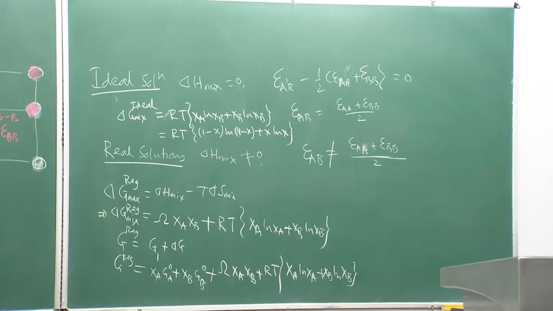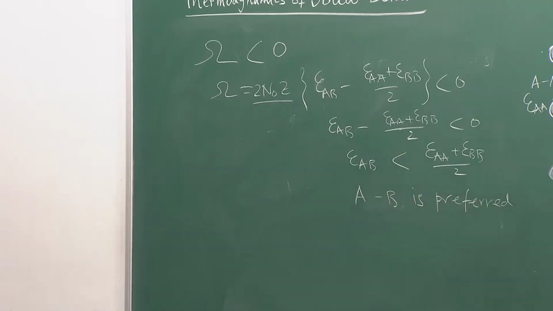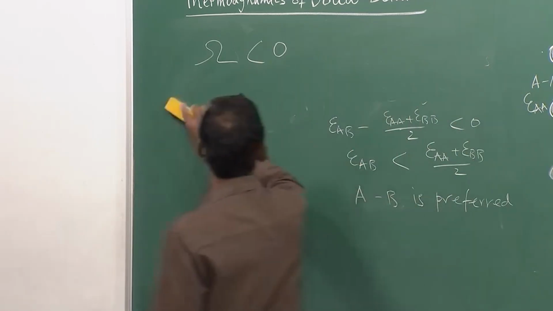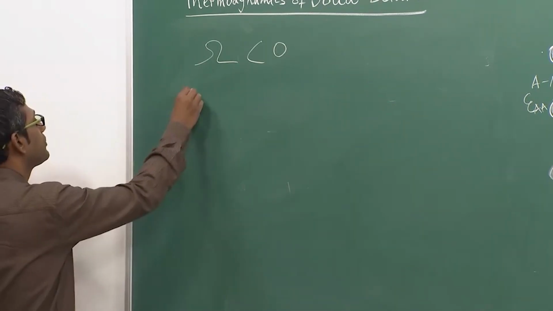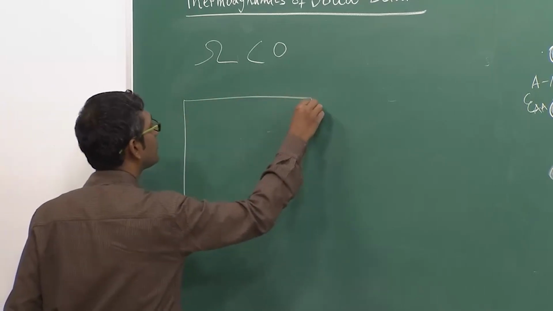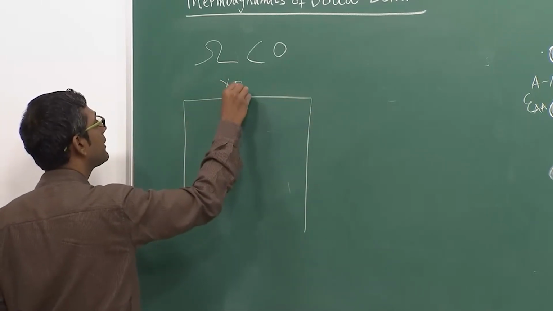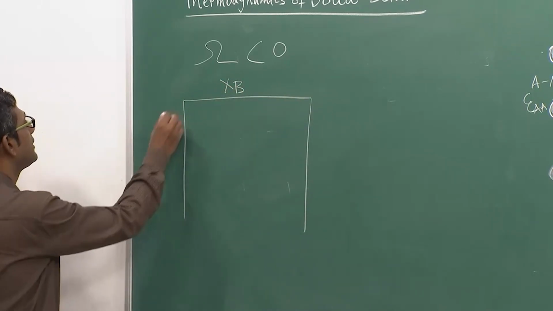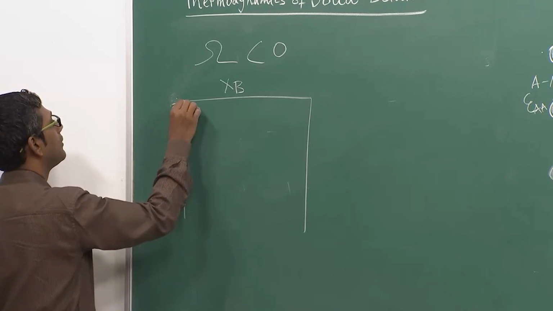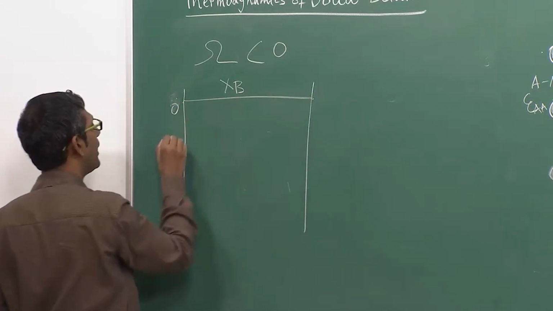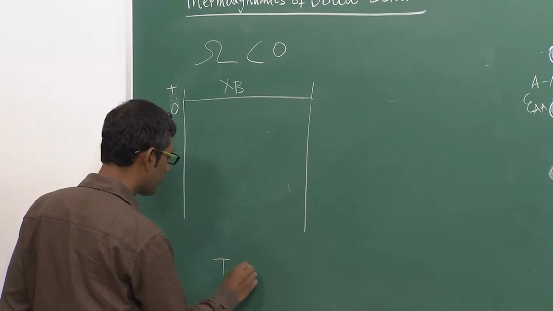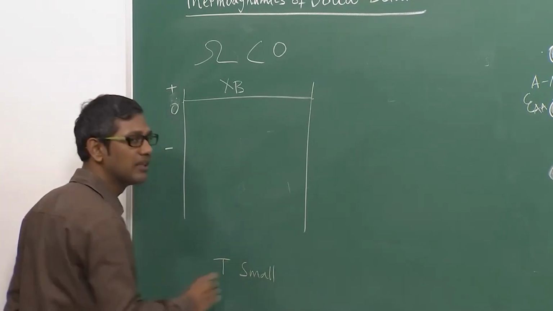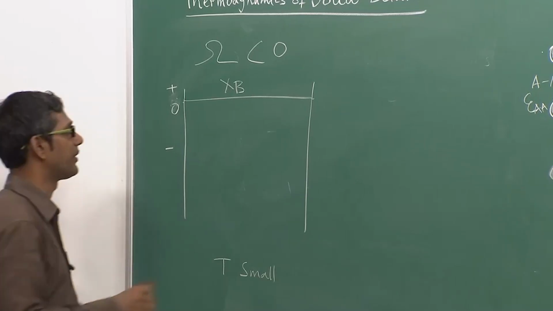So now how do I plot? Obviously we can plot two cases here when sigma is less than or equal to 0. One is when the temperature is low, the other is when the temperature is high, because as I said, temperature is a factor. In all these plots we are going to plot as a function of xB. This is 0, this is minus, this is plus. So here I am going to plot T small. When T is small, small means room temperature or less than room temperature.